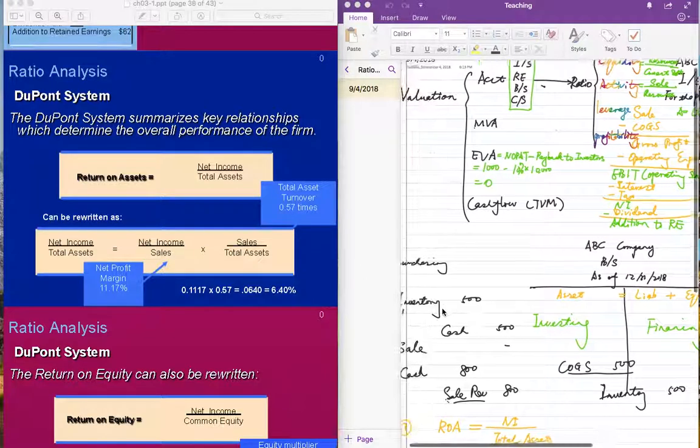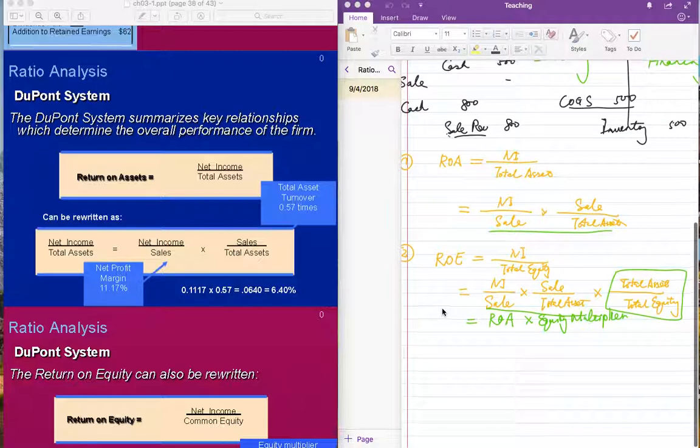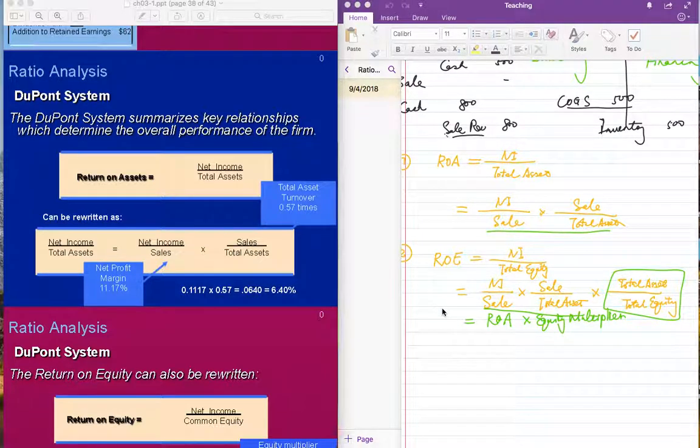There are 2 formulas in the 2-bond system, and also in your notes. This is how the CFO sees what is the strength of our firm, what is the weakness of our firm, and how we can improve our performance on return on assets and return on equity. Return on assets and return on equity are the major concerns of not only the managers but also the shareholders.